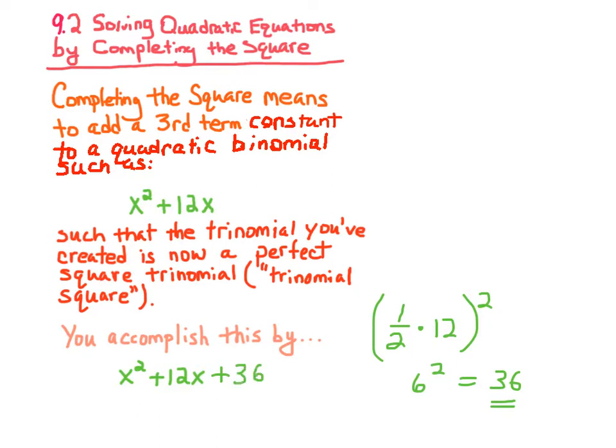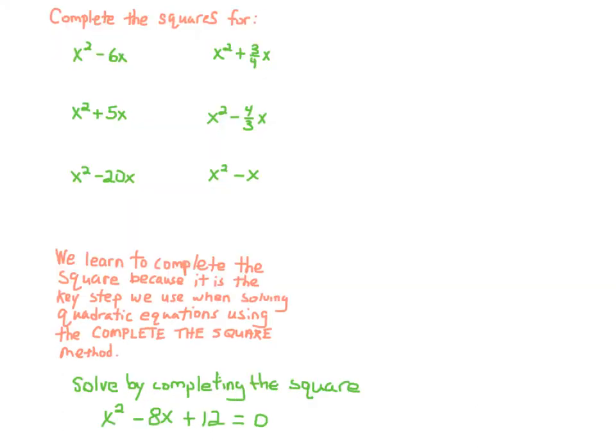By adding 36, we've created a trinomial square, and that's known as completing the square. The reason we do that is because, as we talked about in class yesterday, a trinomial square always factors to a binomial squared. So we're going to get some more practice at completing the square now, before we talk about how we use that to solve quadratic equations.